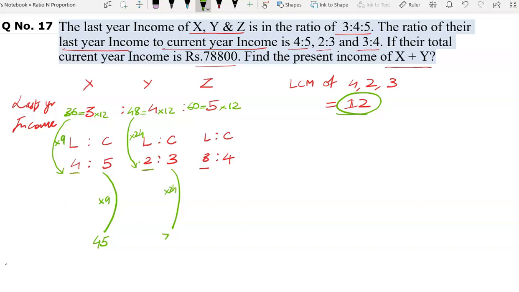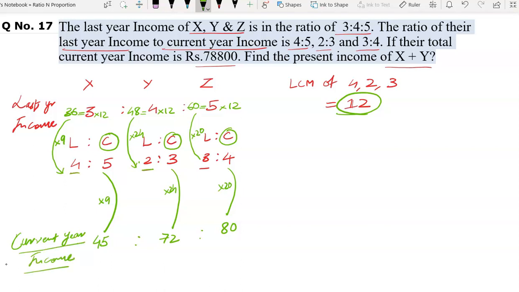24 into 3 will give us 72. Now here we'll have to multiply this by 3 into 20 will give us 60. So we'll have to multiply this by 20. So 4 into 20 will give us 80. Now this is our current year income. So this is the ratio of current year income.